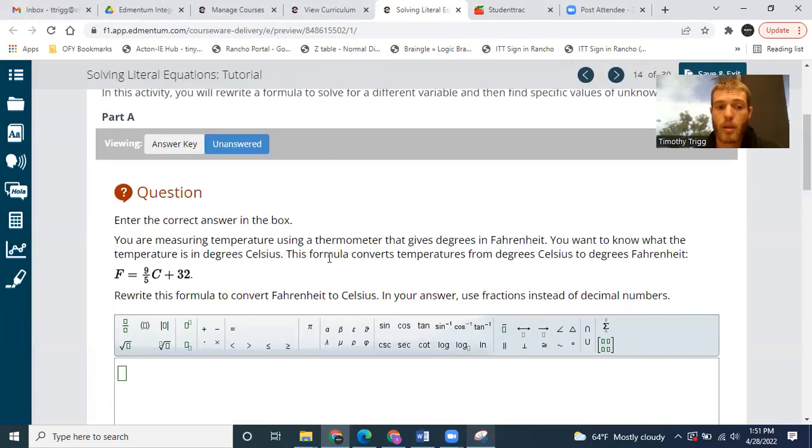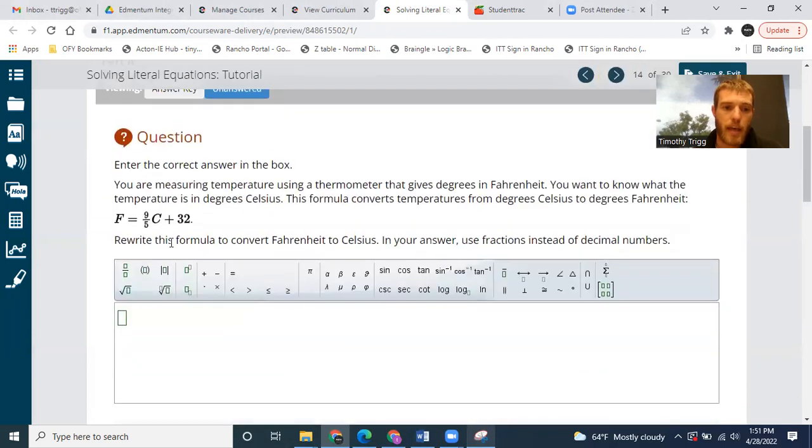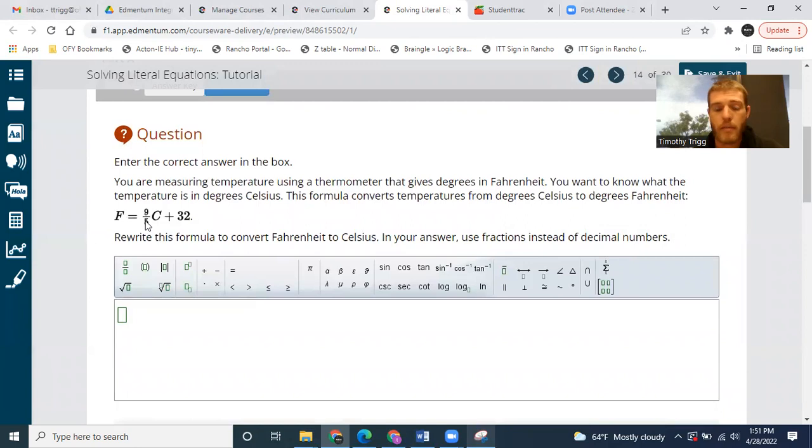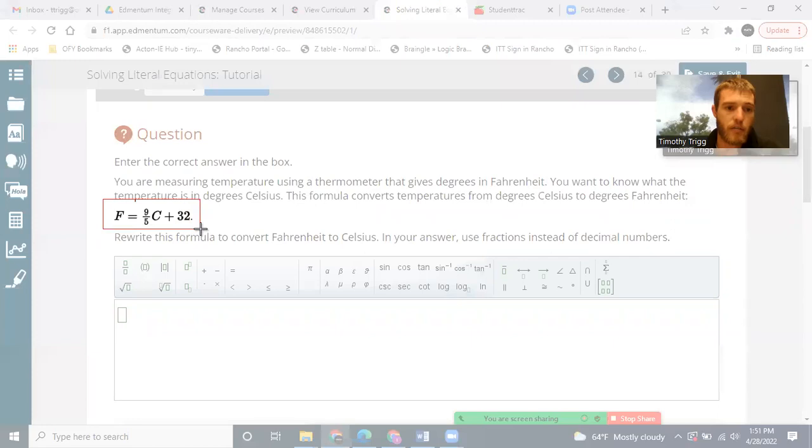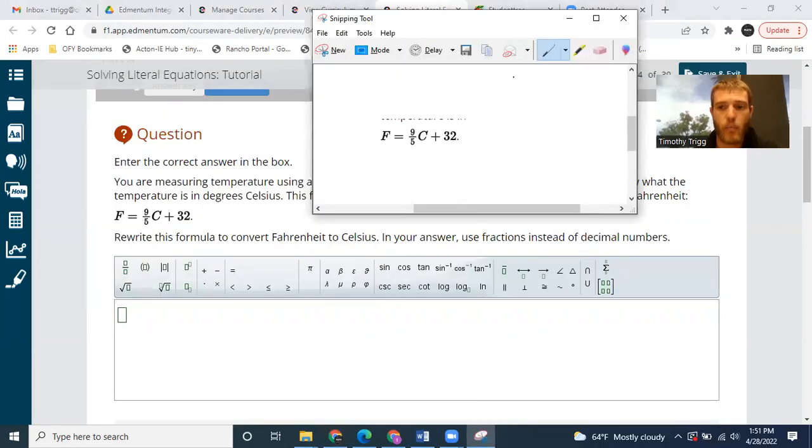So here is a formula that you may have seen before. This is the formula to change from degrees Celsius to degrees Fahrenheit. As you may already know, in the United States, we use Fahrenheit, but in most other countries and areas around the world, they use Celsius. So what's the formula for changing Celsius to Fahrenheit? Well, that's this formula here.